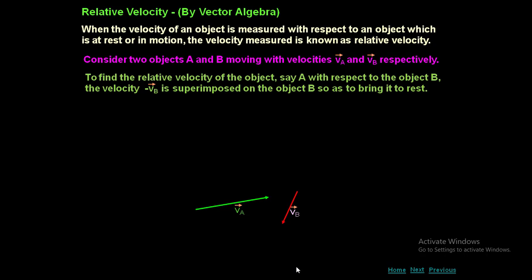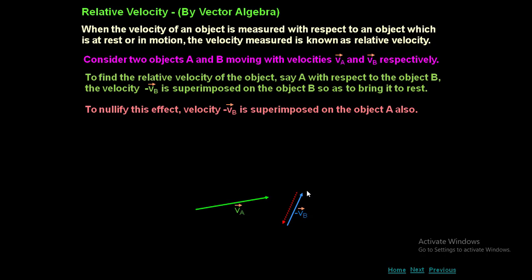To find the relative velocity of the object A with respect to the object B, the velocity minus VB bar is superimposed on the object B so as to bring it to rest. That means I am going to take the negative vector of VB bar. So this is VB bar and this becomes minus VB bar. To nullify this effect, velocity minus VB bar is superimposed on the object A also. I am going to imagine the parallel vector of minus VB bar at the terminal point of VA bar.